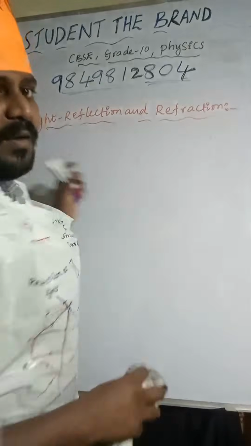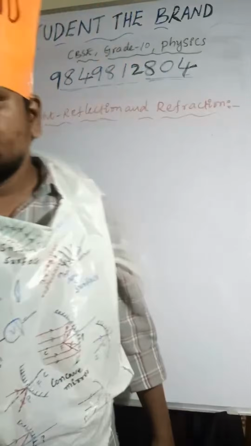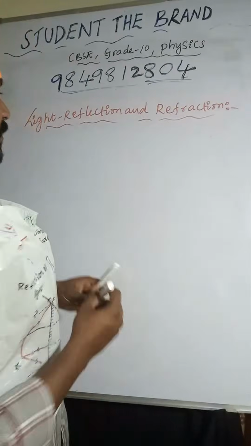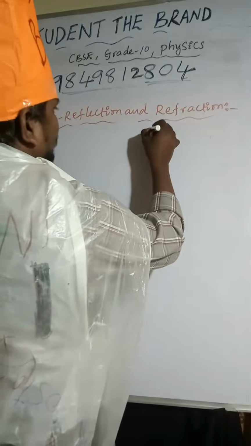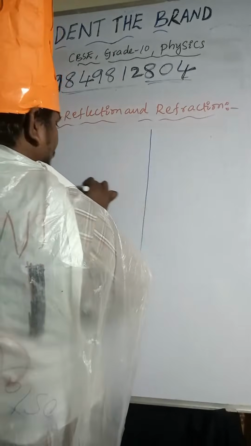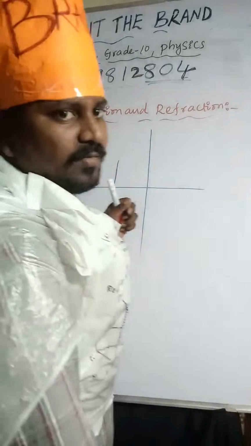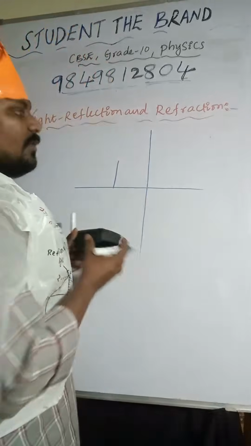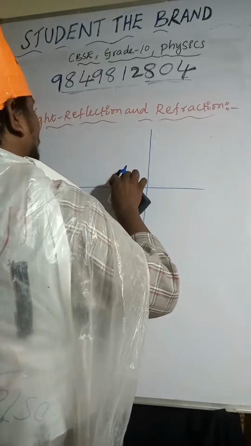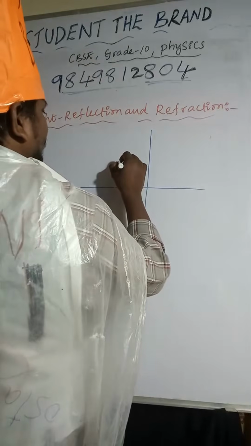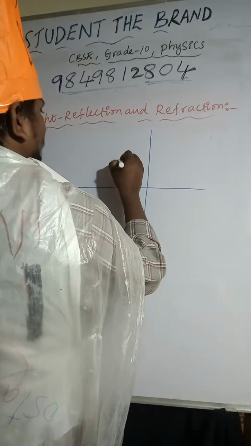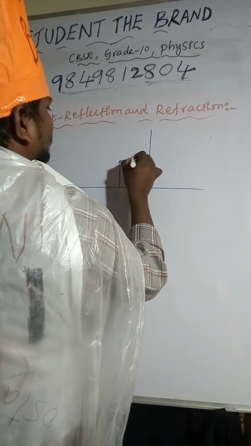Nature of the image formed by the plane mirror. Now, I'm taking this plane mirror like this. So this is the object. How many light rays are required to form the image of the object? Minimum 2 light rays are required to form the image of the object. So I'm taking here, this is the object. One light ray I'm taking like this.